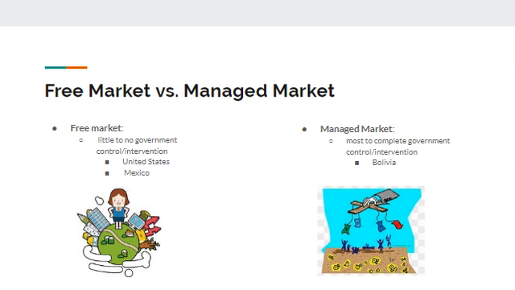The main difference between a free market and a managed market is that a free market has little to no government control, whereas a managed market does. As you can see, the United States and Mexico are free markets, while Bolivia is a managed market.